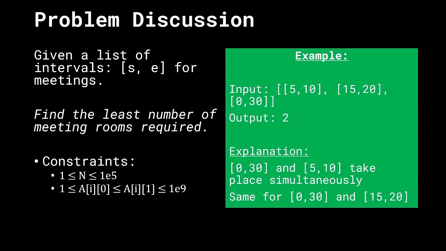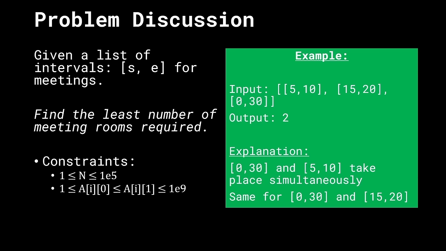Let's say the input we get is [5, 10], [15, 20], and [0, 30]. What it means is we have three different meetings, where the first meeting starts from 5 and ends at 10. So basically you can assume it starts at time t equals 5 units and ends at t equals 10 units. Then there's another meeting starting from 15, ending at 20, and a third meeting starting from 0, ending at 30.